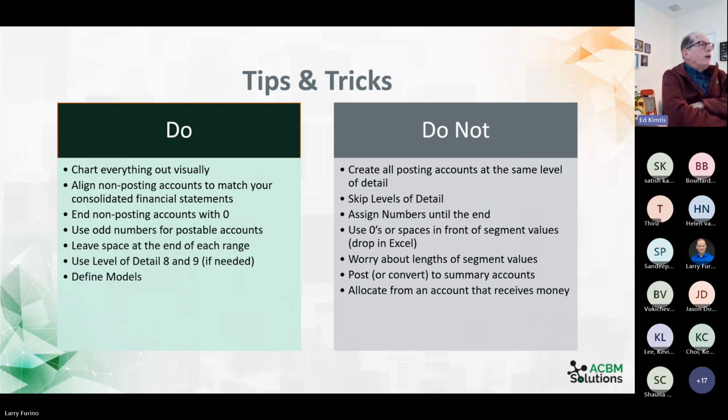Don't create all your posting accounts at the same level. Don't skip levels of detail. Don't assign your numbers until the end. We need to be able to be flexible to new information. Let's decide at the end what the numbering system is, because that's actually the least important thing. Once we have it all organized, it'll be easy to assign the numbers. Don't use zeros or spaces in front of segment values, because when you drop them to Excel, oops, they're gone. Let's not worry about what the length of the segment values are going to be. We'll figure that out at the end.